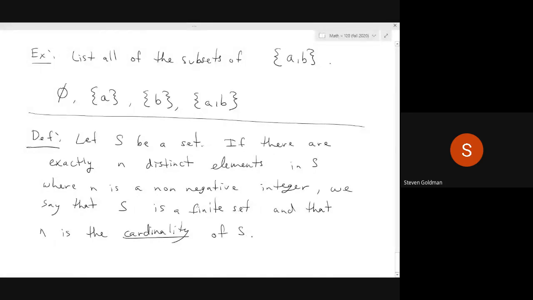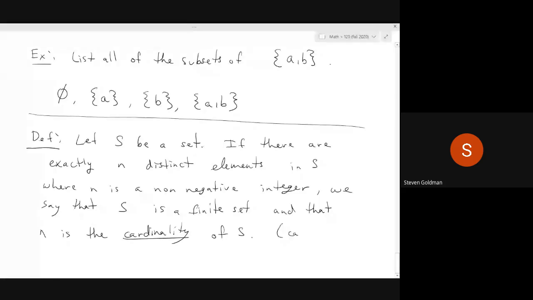So the cardinality of a set S is just the number of distinct elements it has. The cardinality of a set is basically just its size. That's what we call its size. I'll write it in parentheses here: cardinality of a set is its size.